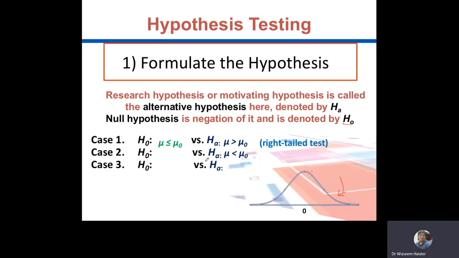Second scenario may be we are looking for some mean that is less than mu naught, mean under the null. Null hypothesis is mu is greater than or equal to mu naught. So on the curve, we are looking for the left side. So this is a left tail test.